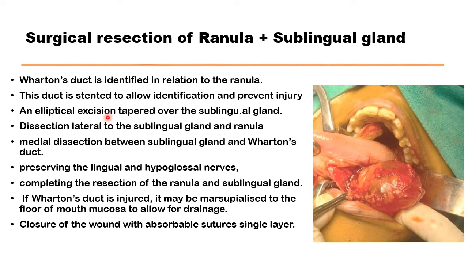This is followed by a lateral dissection to the gland itself, and then the medial dissection between the gland and the ranula to dissect it from the Wharton's duct. The posterior dissection will then be carried out, preserving the lingual nerve and the hypoglossal nerve. And once the gland and the ranula are removed, the Wharton's duct would be checked.